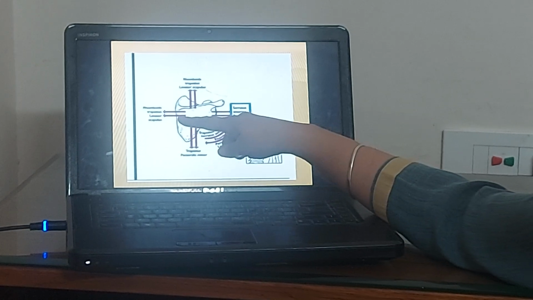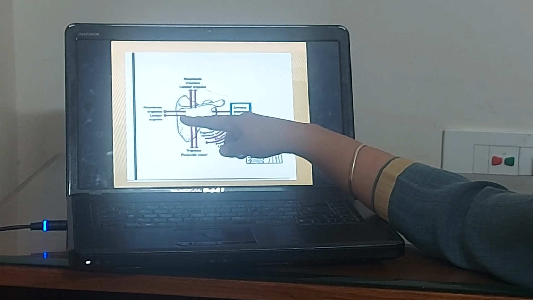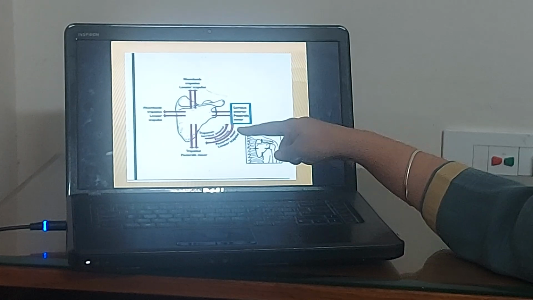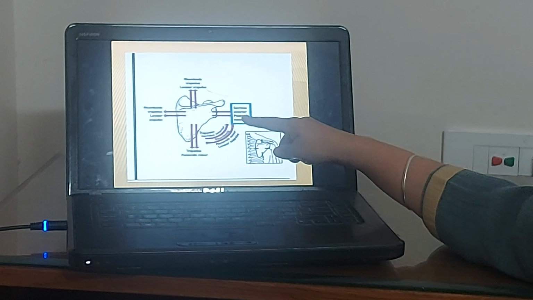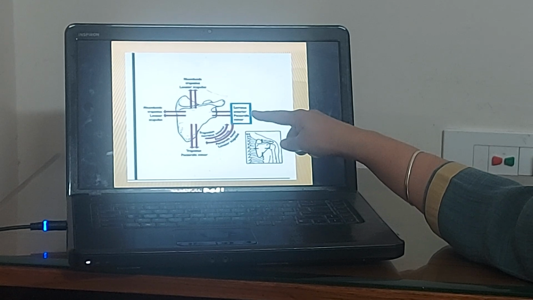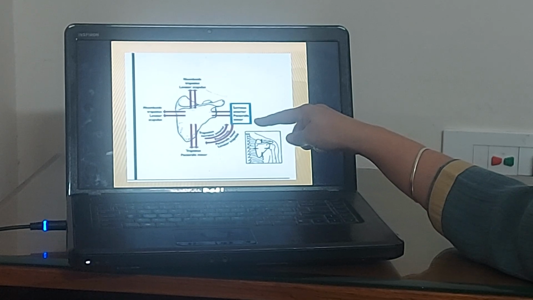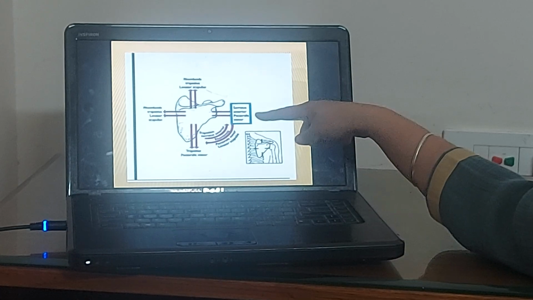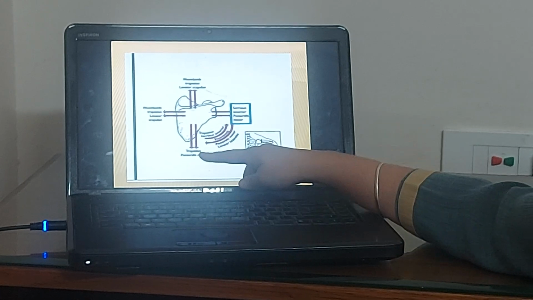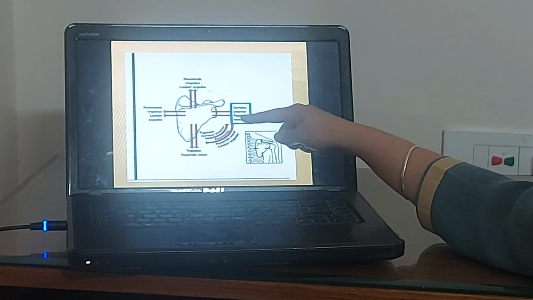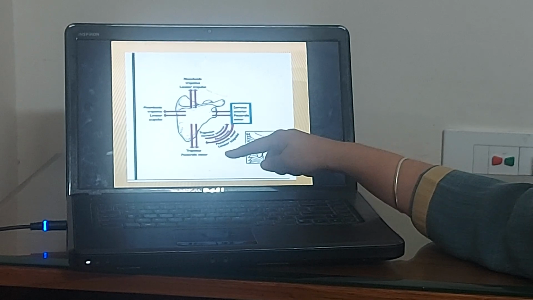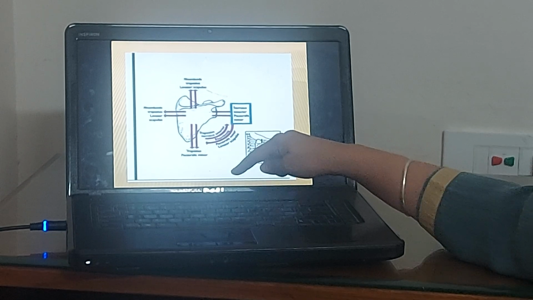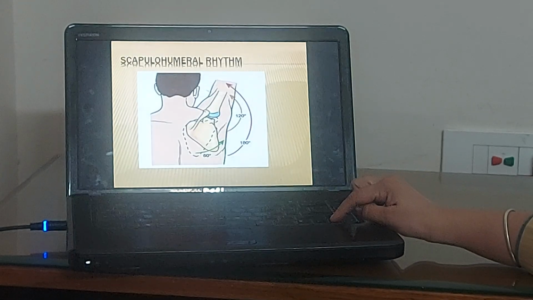The forces, you can see the medially directed forces, the muscles which are working are rhomboids, trapezius, levator scapulae, and the laterally directed forces are done by the serratus anterior and pectoralis minor. There are other forces as well. These two arrows are for the upward rotation. The upward rotation is brought about by trapezius and serratus anterior, whereas downward rotation is brought about by pectoralis minor, levator scapulae and rhomboids. Fine.